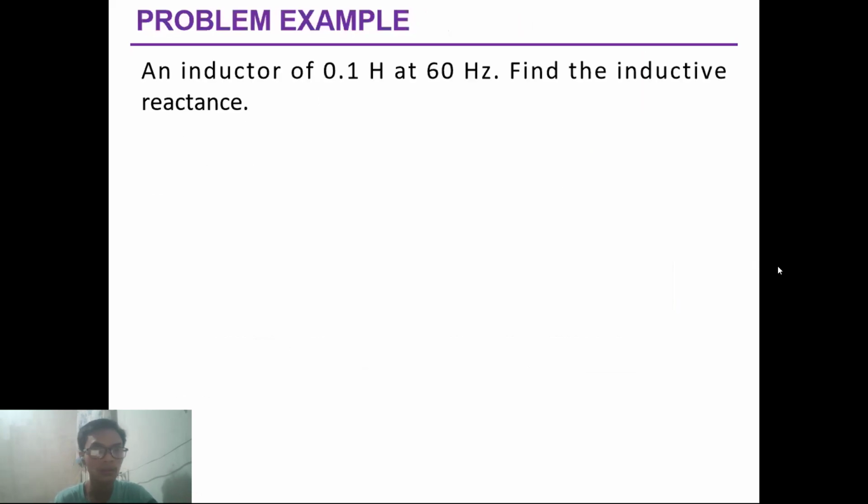So let's try to solve this. An inductor of 0.1 Henry at 60 Hz, which is the frequency, find the inductive reactance. Let's follow the formula: X sub L is equal to 2 pi f L.